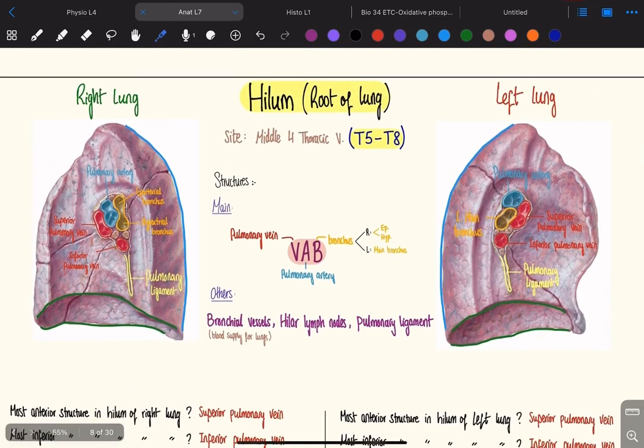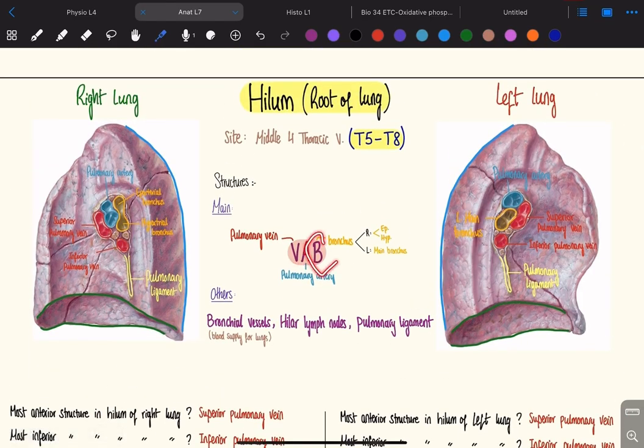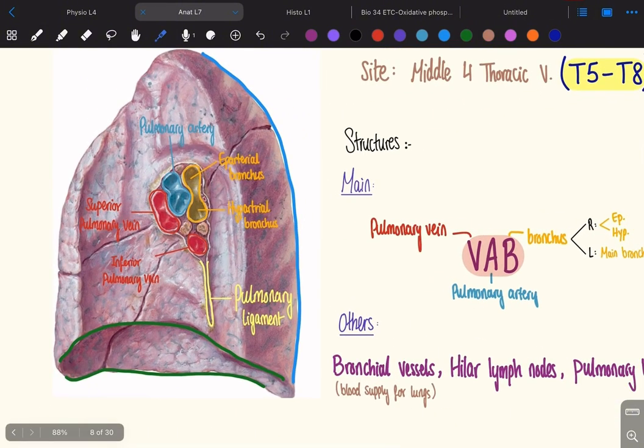Here it's the same idea. We have the vein and artery the same on both sides, but the bronchus has a difference, okay? So let's see the difference. First of all, let's start with the right, okay? So the right, as we said, it's VAB, V-A-B, okay? So this is the pulmonary vein.